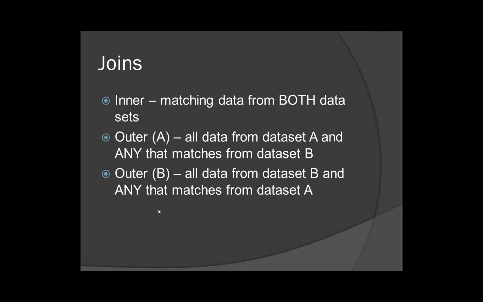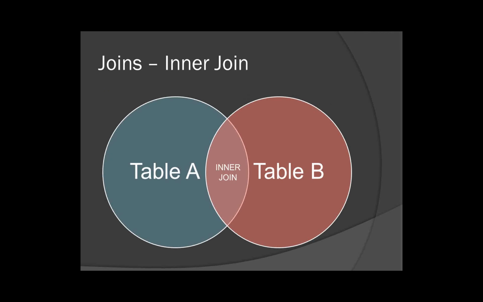And there are 2 types of outer join that really are the same. It's just looking from a different perspective. An outer join on A, or really what's called a left outer join, is going to show you everything from data set A and only bring over data that matches from B. What that means is, visually, an outer join A is going to basically take all of table A, even stuff that doesn't match table B, but it's going to start with everything in A and only bring over stuff in B.